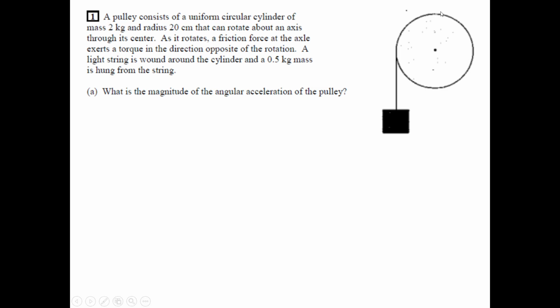So this cylinder up here, we're going to imagine, is a uniform circular cylinder of mass 2 kilograms, and it has a radius of 20 centimeters, and it can rotate about the axis through the center. And as it rotates, there's a friction force at the axle, which exerts a torque in the direction opposite the rotation.